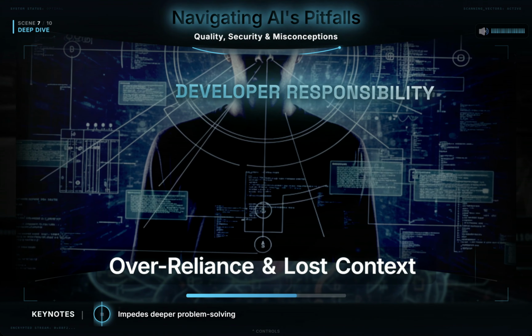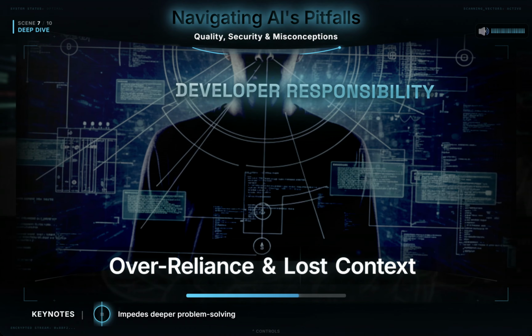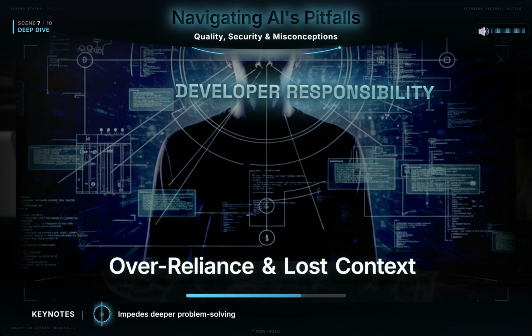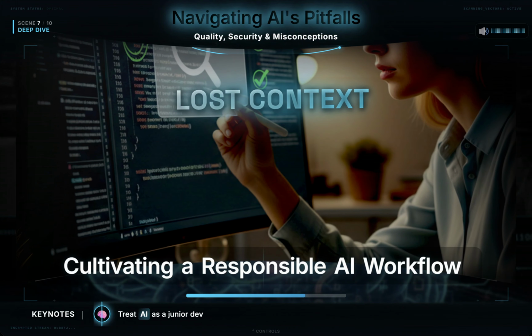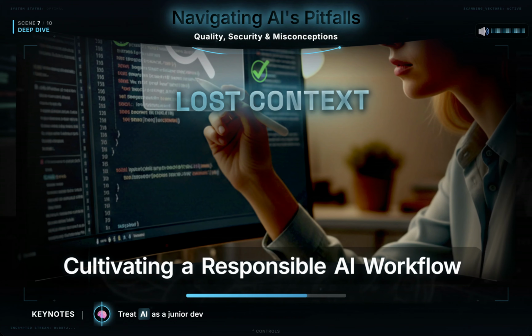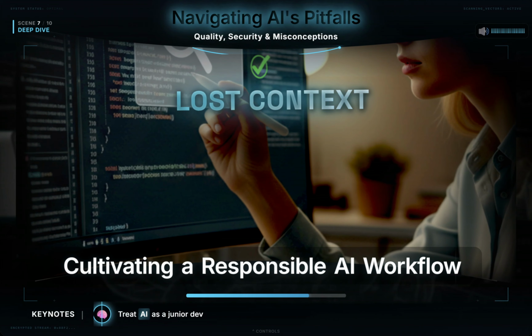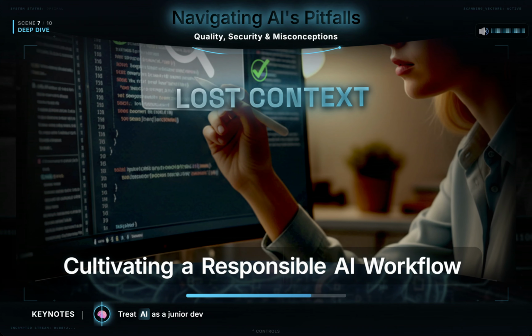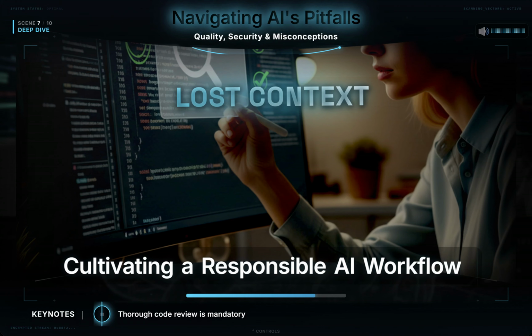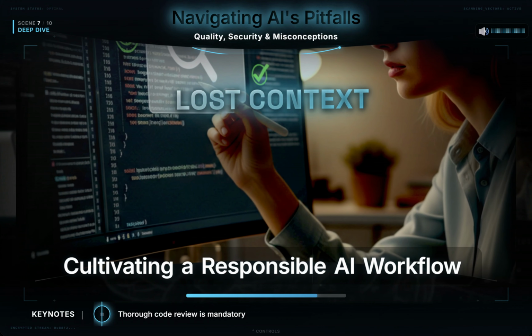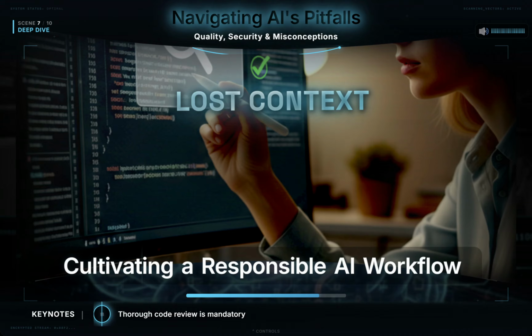So how do we navigate this? Responsible AI use. Treat AI tools like a knowledgeable but sometimes overzealous junior developer. They offer suggestions, boilerplates, and new approaches, but you are the senior architect. Every line needs your critical review, understanding, and approval. Use it to enhance understanding and accelerate learning, not to delegate your thinking.